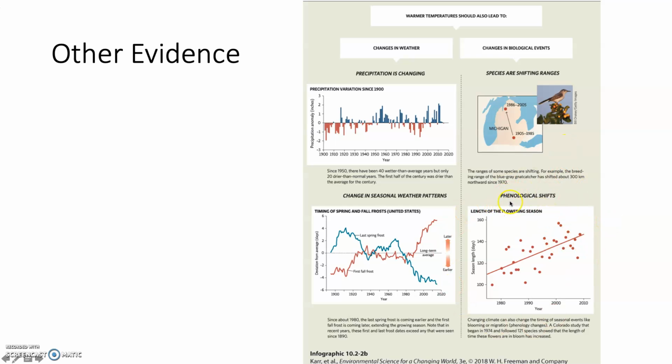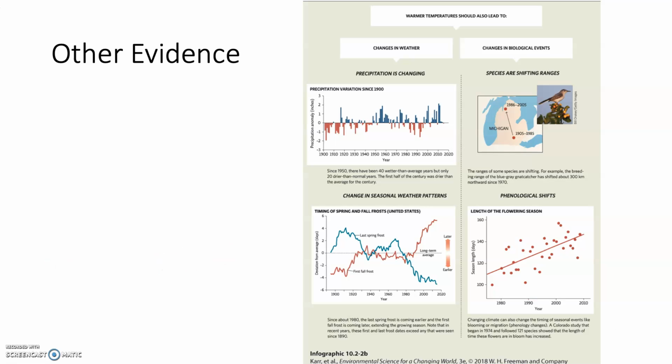Additionally, we have phenological shifts as well. So the changing climate can change the timing of seasonal events like blooming or migration. A Colorado study that began in 1974 and followed 121 species showed that the length of time that these flowers are in bloom has increased. So lots of things going on there.